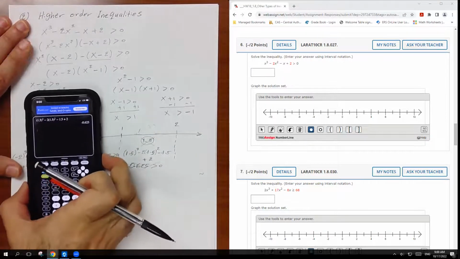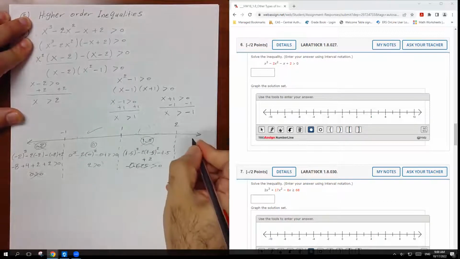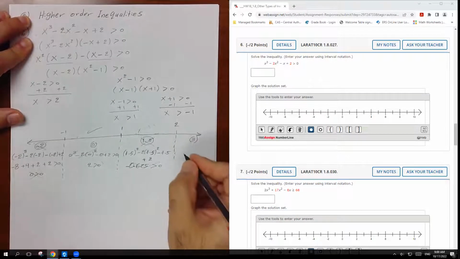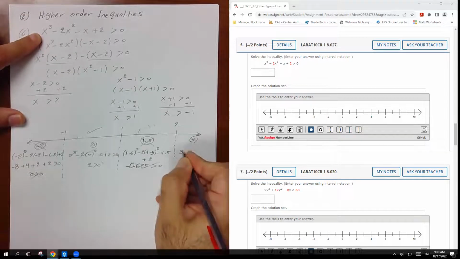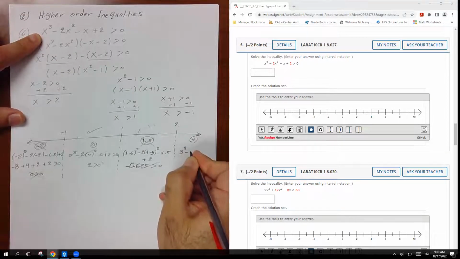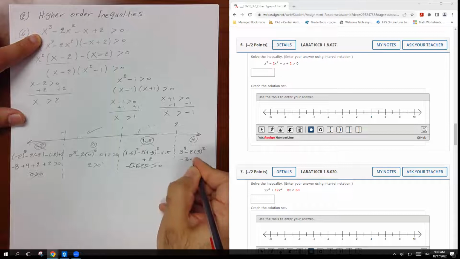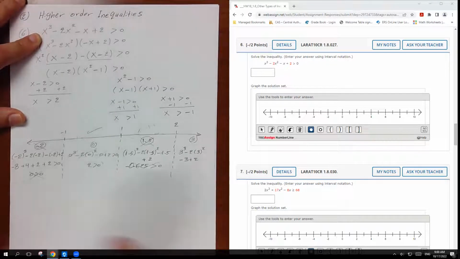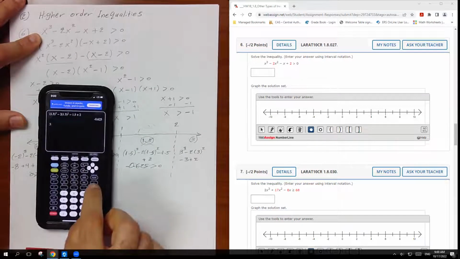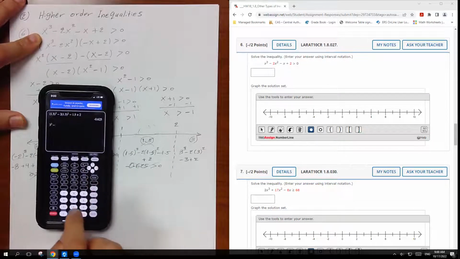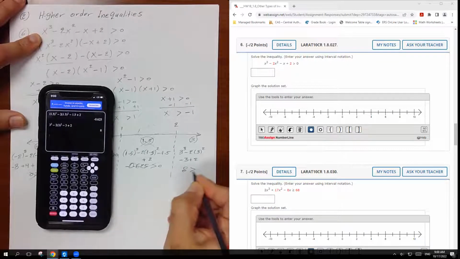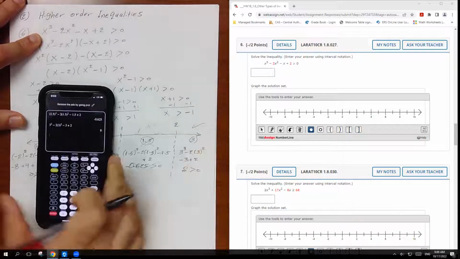The third part, we're going to pick 3 to test. So it's going to be 3 cubed minus 2 times 3 squared minus 3 plus 2. Let's check. We're going to do the same thing. 3 cubed minus 2 times 3 squared minus 3 plus 2. It's going to be 8. 8 is greater than 0. So this is also the solution.